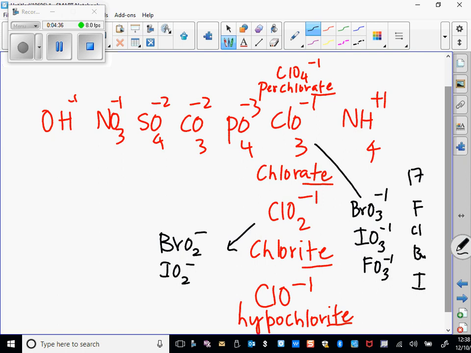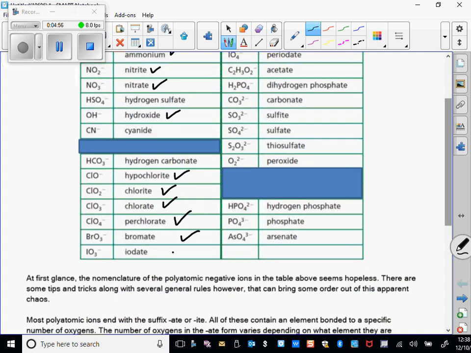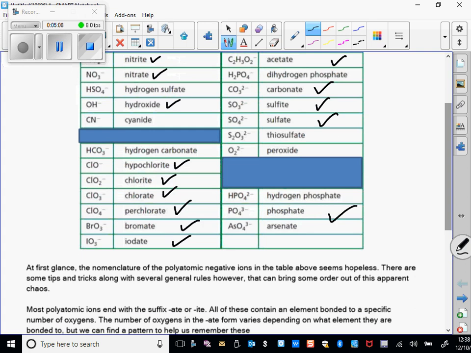Yeah. So if you go to that list that you have to memorize, let's see what all you know thus far. You know ammonium, you know nitrite, nitrate, hydroxide, hypochlorite, chloride, chlorate, perchlorate, you know bromate, you know iodate, you know periodate, acetate, carbonate, sulfate, sulfide, and phosphate. Is that right? You know a whole lot of them. Yes or no? Do you know all these?